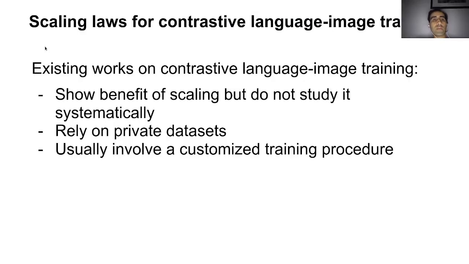There are existing works which show the benefit of scaling contrastive language-image training, but they are not done in a systematic way, often rely on private datasets, and involve a customized training procedure, such as pre-training the image encoders. This is usually done differently in different works, which makes it difficult to disentangle the effect of scale itself.